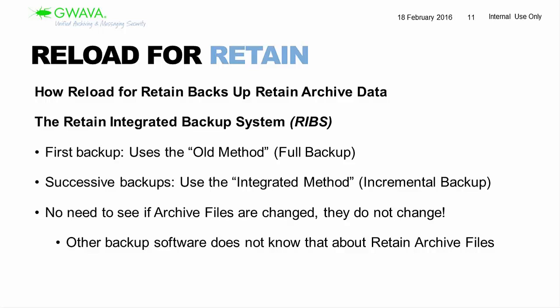But the thing that happens next is the successive backups use the integrated model, which is the real core of reload for retain, such that it's an incremental backup. Again, the software knows that no archive files have changed, so it doesn't need to look at old archive files. It just needs to look at the new archive files and replicate them. Okay, so let's talk about how that's done.